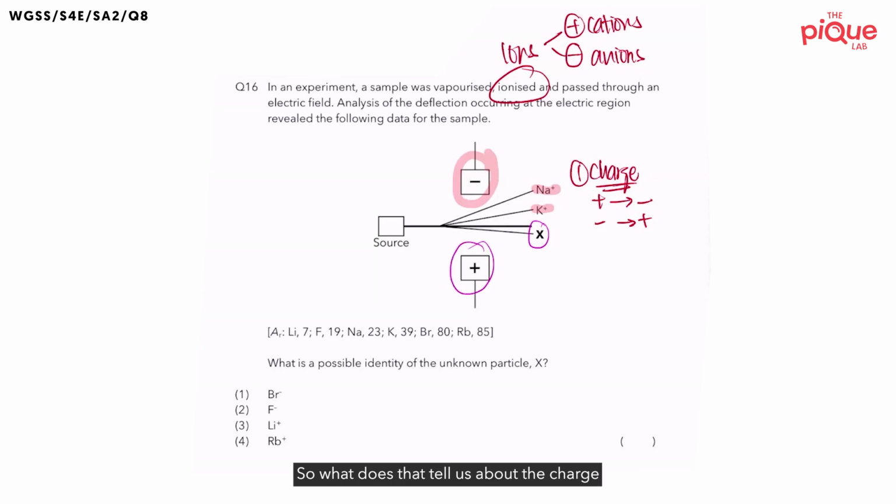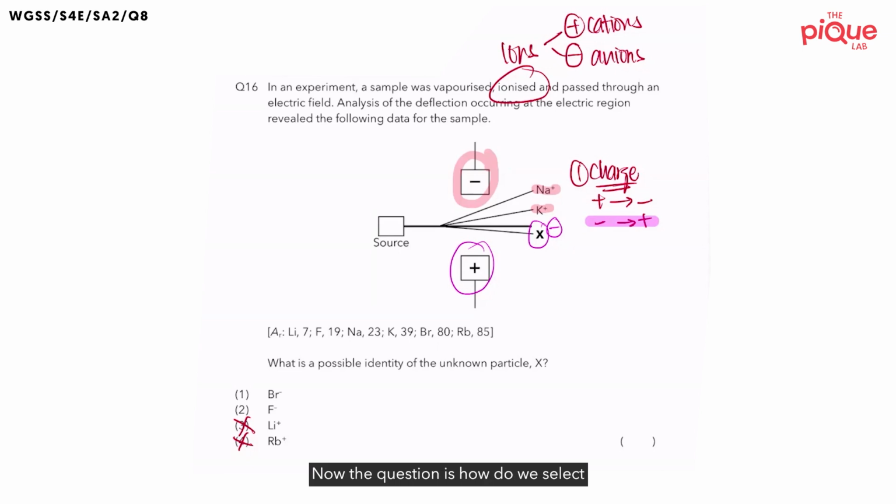So what does that tell us about the charge of the unknown ion X? Since it is attracted to the positive plate, this tells me that X must be negatively charged. If we take a look at the options, it becomes easy for us to immediately eliminate option 3 and option 4, because options 3 and 4 both show positively charged ions, whereas options 1 and 2 show negatively charged anions.